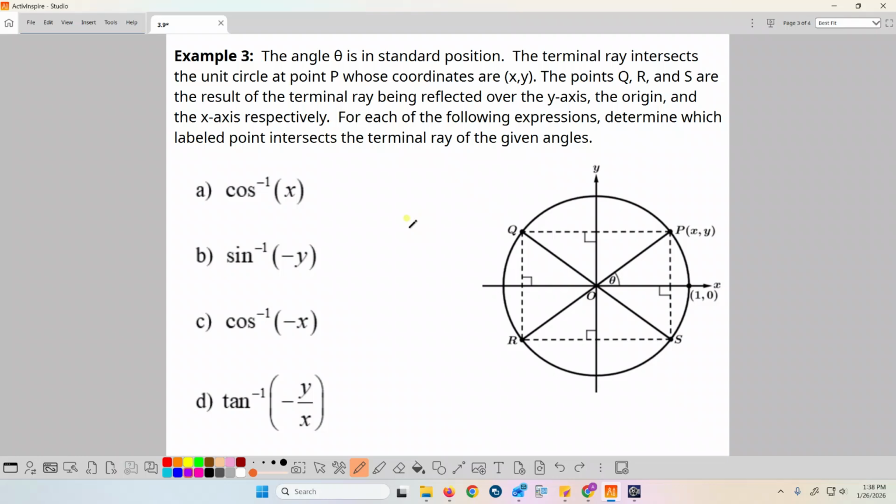Now, this is another type of question that could be kind of tricky. We're going to go through it and piece it together. It says here, angle theta is in standard position, and that's this one right over here. Angle theta is in standard position.